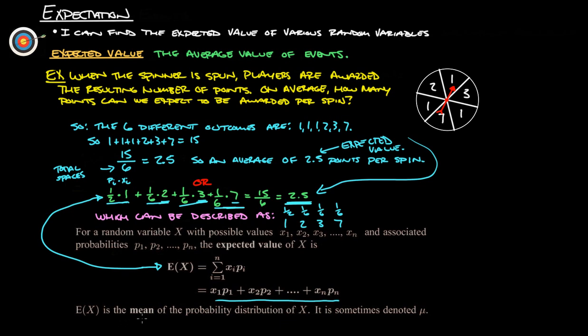E of X is the mean of the probability distribution of X. So it's the average, which hopefully makes sense. That's what we're finding: the average number that comes out. It's also sometimes denoted with this Greek symbol, mu. Okay, let's move on to some more stuff here.